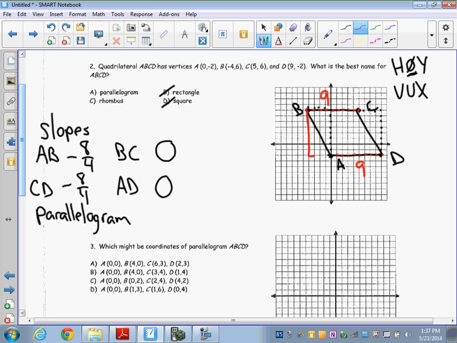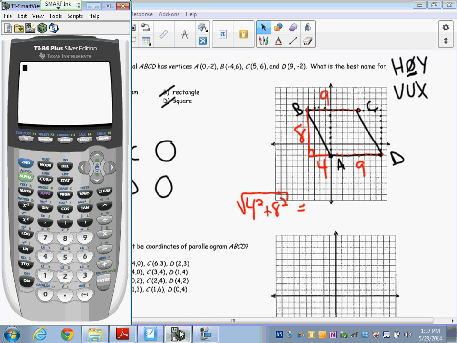To find the length of AB, I can use the distance formula, or I can also use something about right triangles. Remember, this is the Pythagorean theorem. So I have 4 and 8. The distance of AB is going to be the square root of 4 squared plus 8 squared. If that's equal to 9, I'm in good shape. If it's not, then the sides aren't equal.